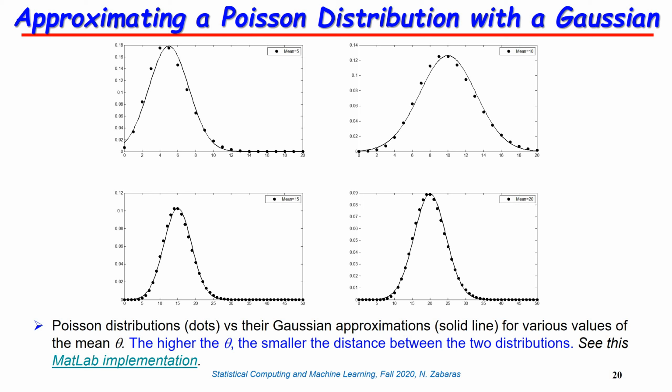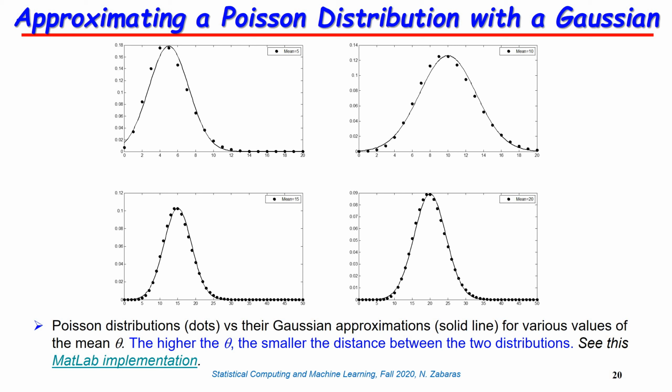You don't have to worry that every distribution can be approximated with a Gaussian, right? But we have already seen some, like the binomial, which came to be a good approximation using Gaussians, and now we have the Poisson distribution also being very well approximated with a Gaussian.